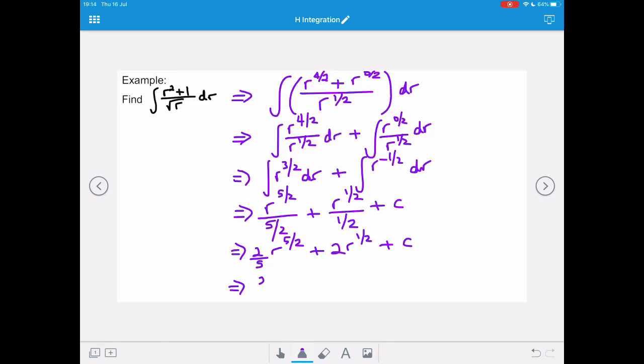And then we can write this in root form as 2/5 of the square root of r to the power of 5 plus 2 times the square root of r plus c.